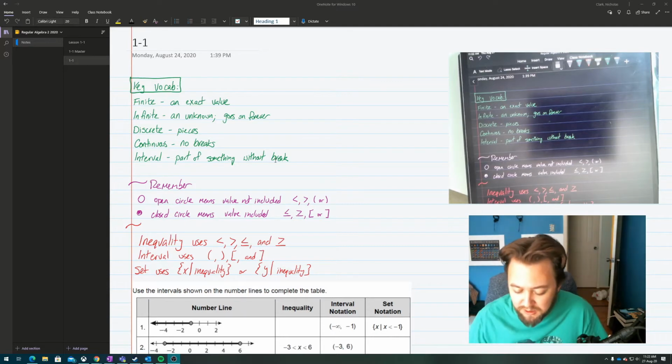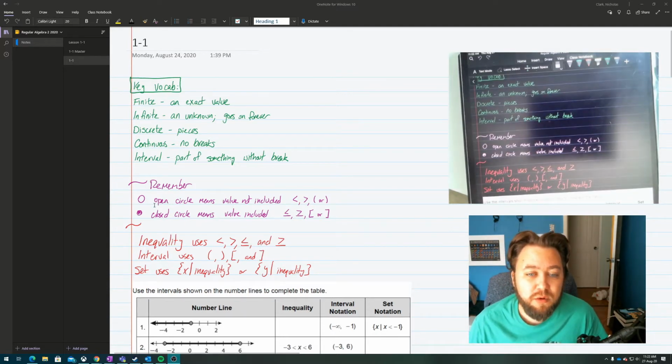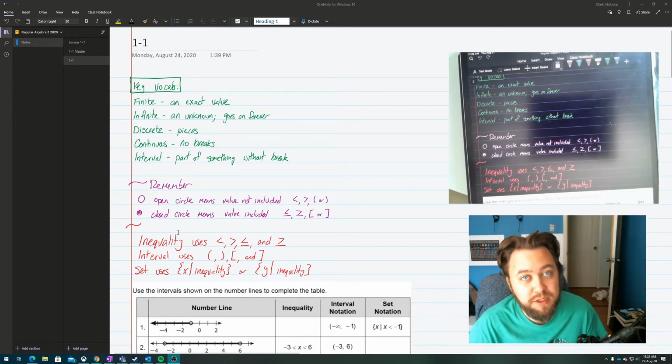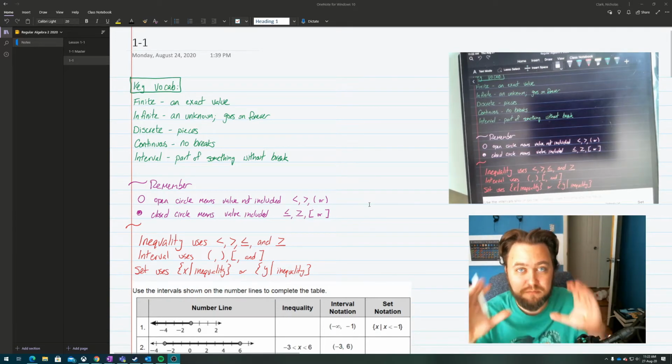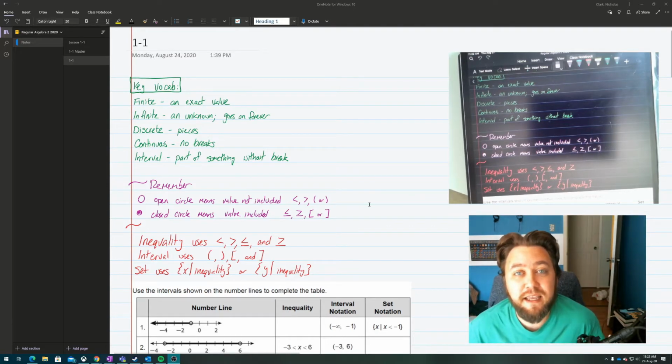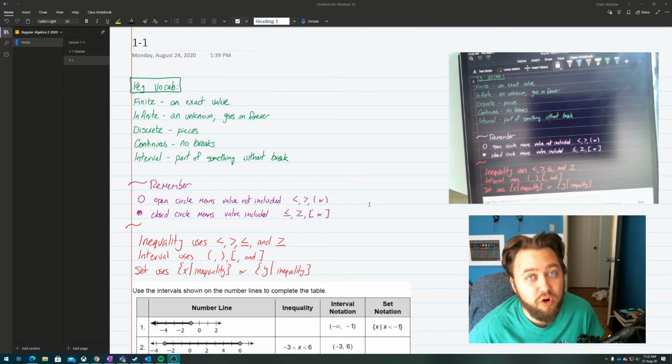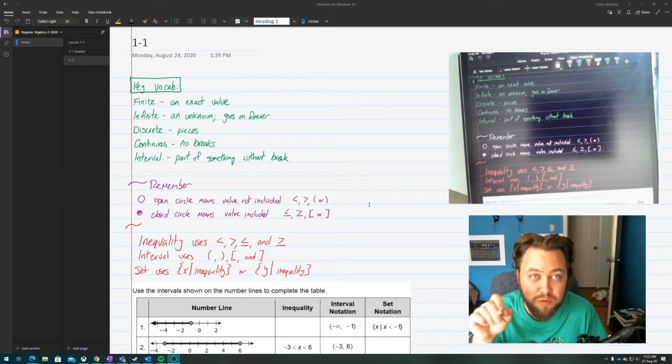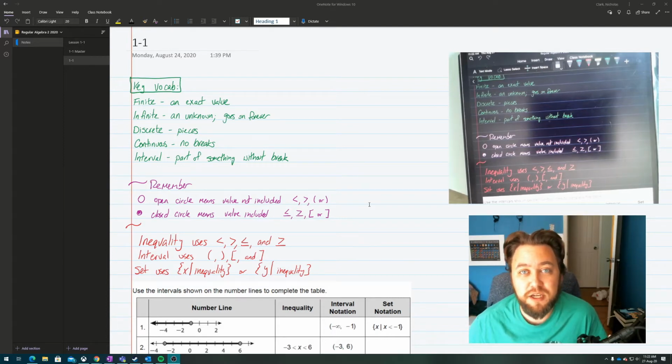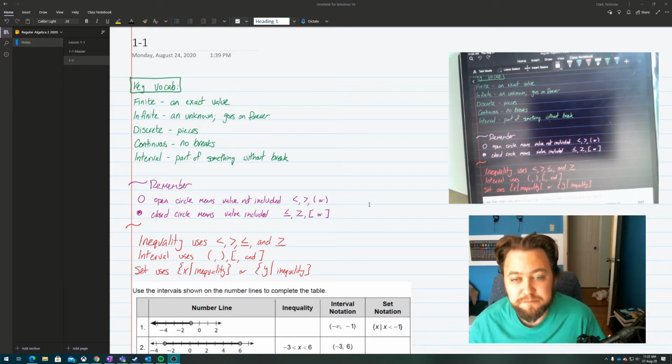Quick reminder, with our open and closed circles, an open circle means a value is not included. So it doesn't have the line under the equal to. And if you're talking about our interval notation, it's the curvy parentheses. And a closed circle means that we are including the value. So that's got the equal to bar under our inequality symbols. And for our interval notation, it'll be these square brackets.